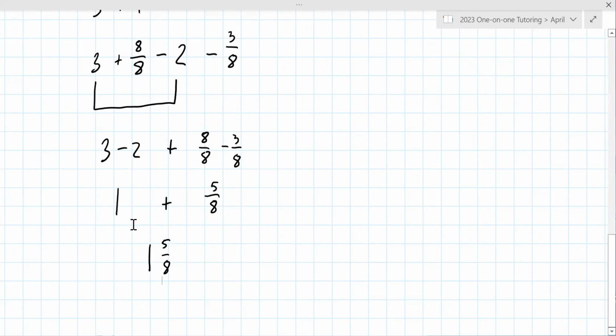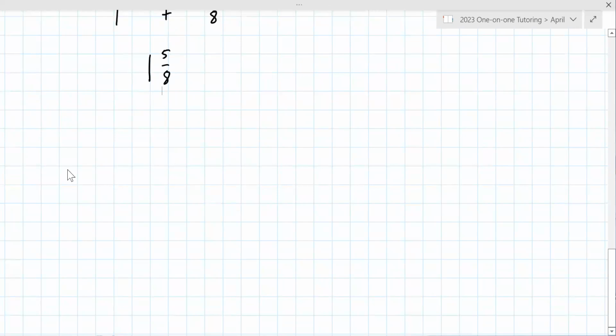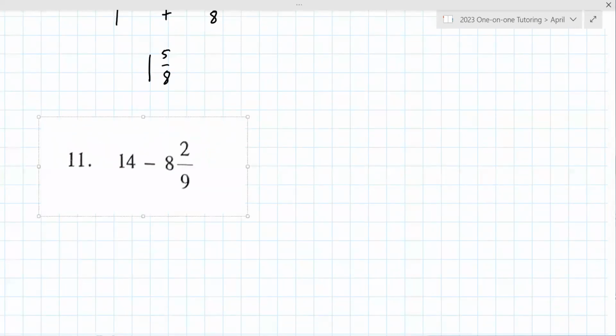Okay, so let's have you try 11. It's really similar, it's the same steps, just different numbers. What about 10? We'll get back to 10. Okay. 10's a little different, but okay.